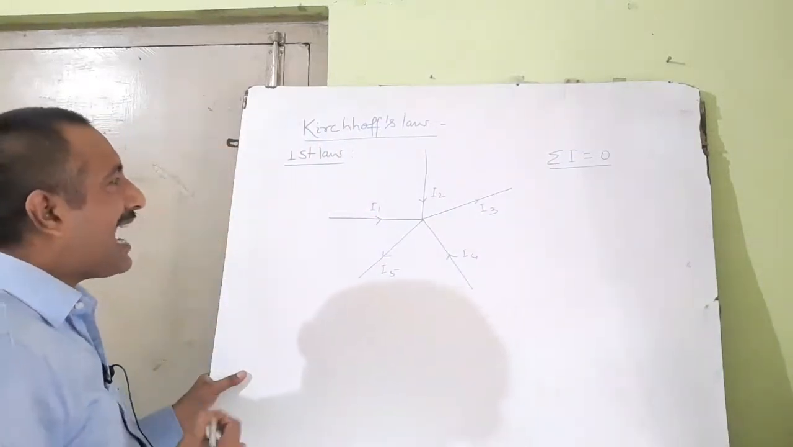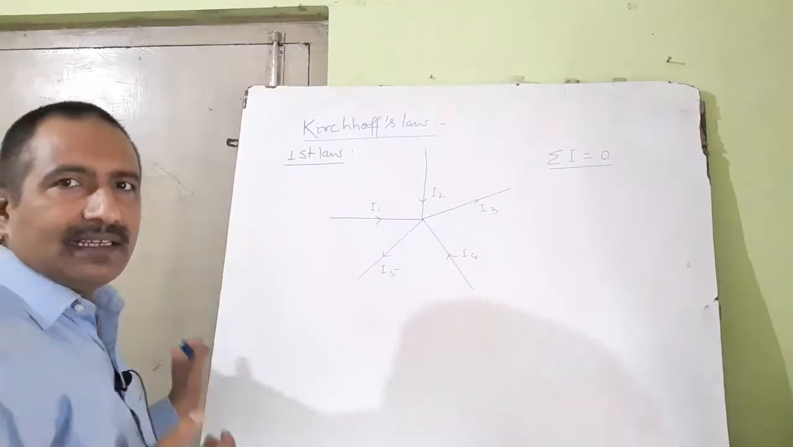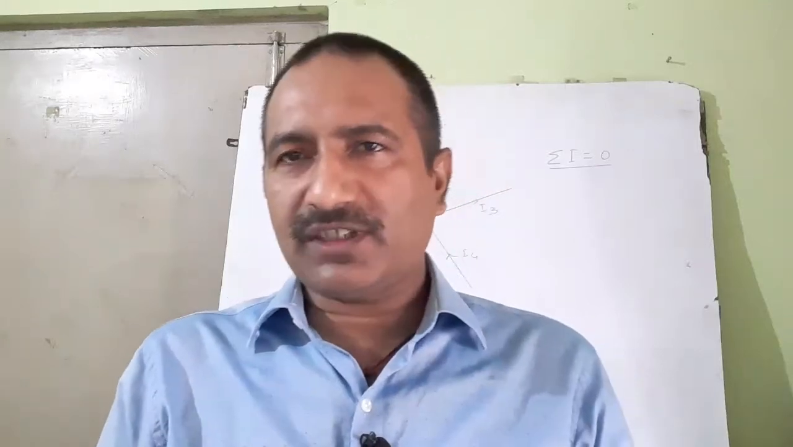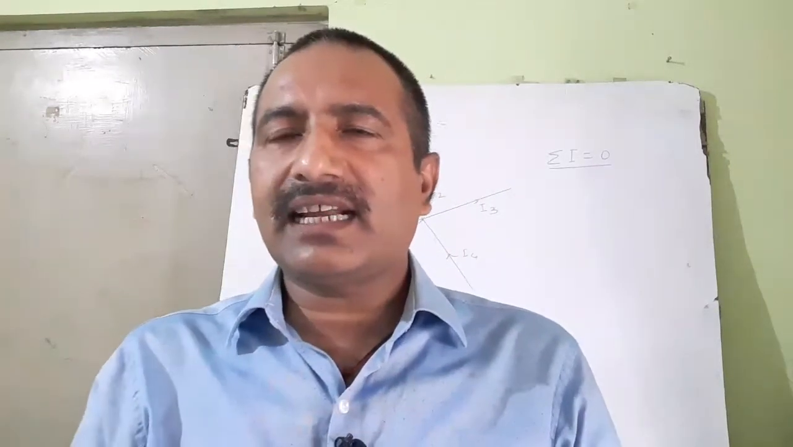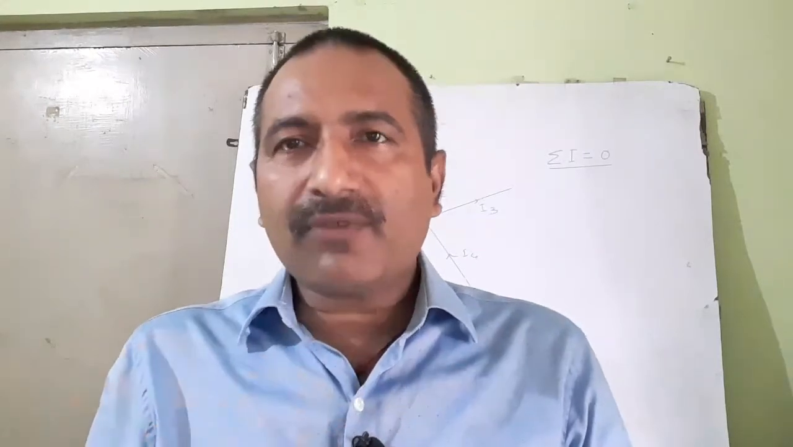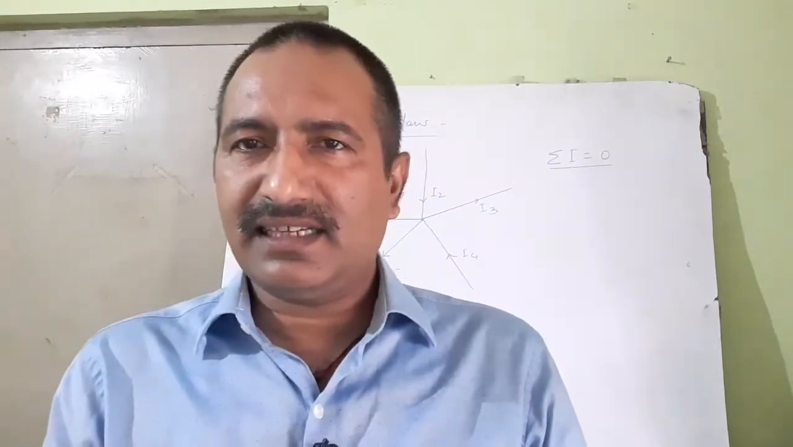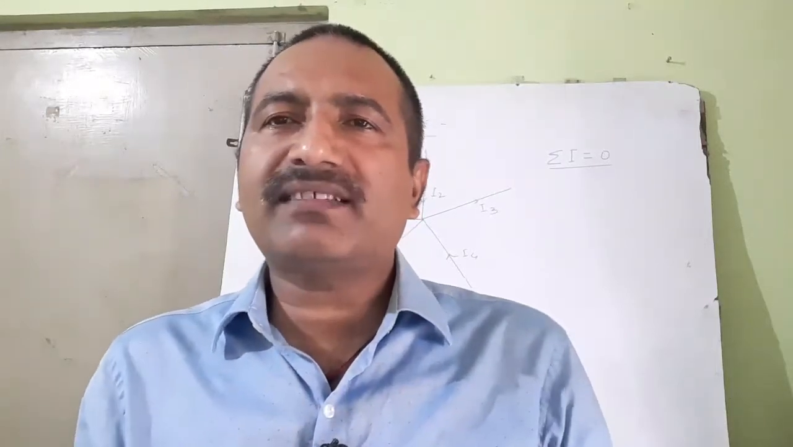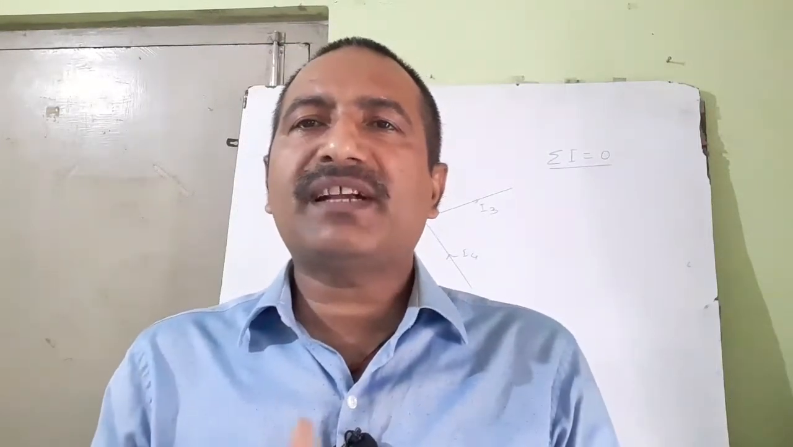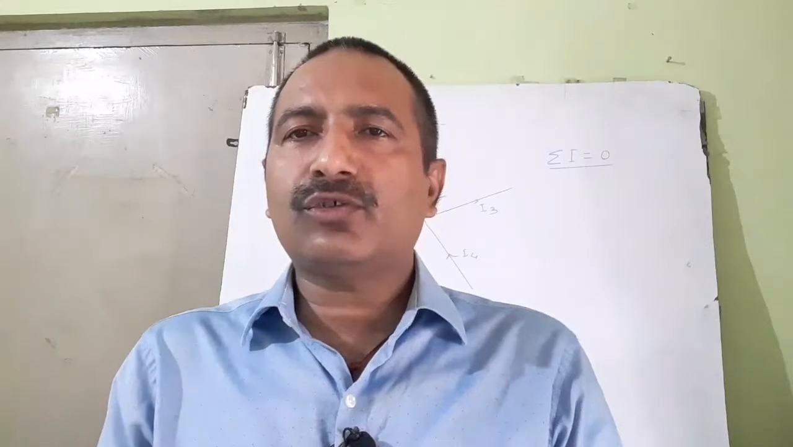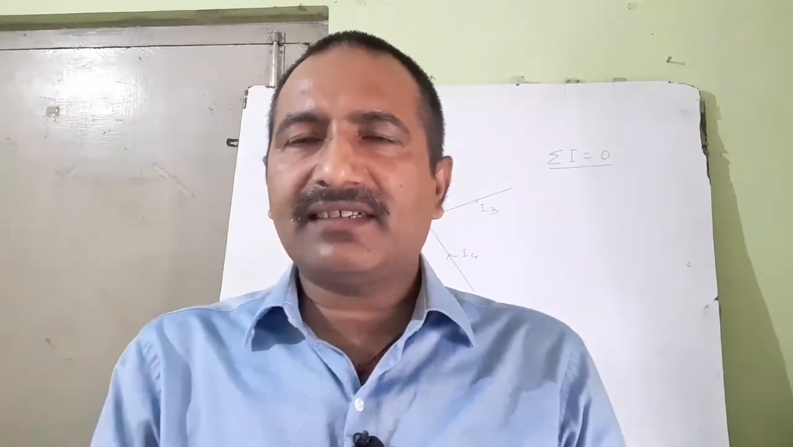Now you see, sigma I means the sum of these currents. There is a convention that incoming current is taken as positive and outgoing current is taken as negative. The reverse of this convention can also be used, that outgoing current will be taken as positive and incoming current will be taken as negative. So this convention is not a universal convention. It totally depends upon you. Whatever convention you follow, I suggest you follow the convention of incoming currents positive and outgoing currents negative.